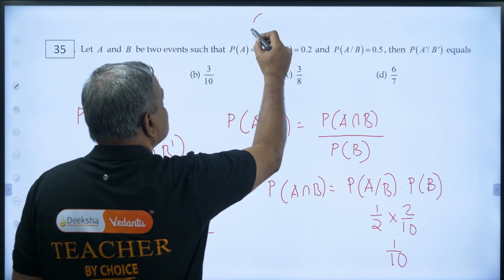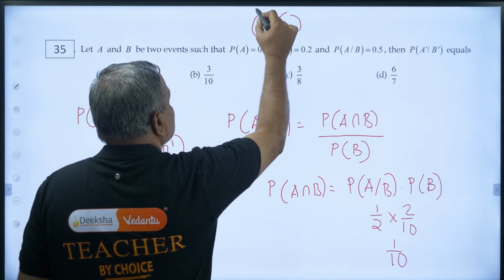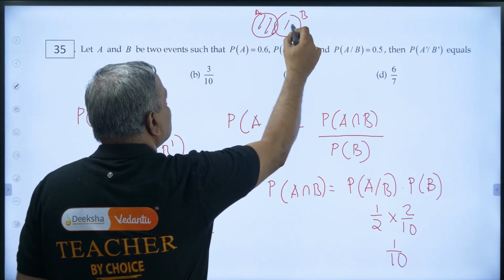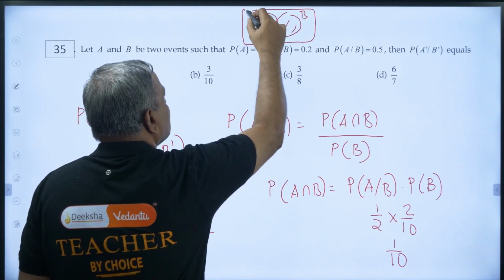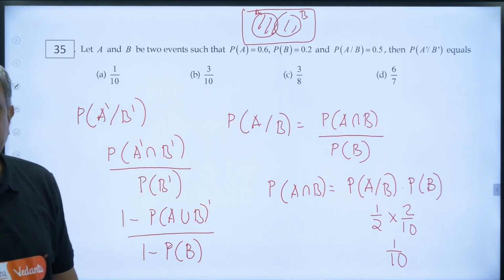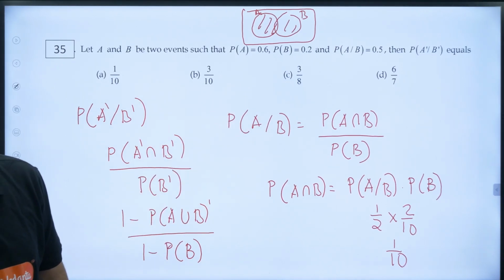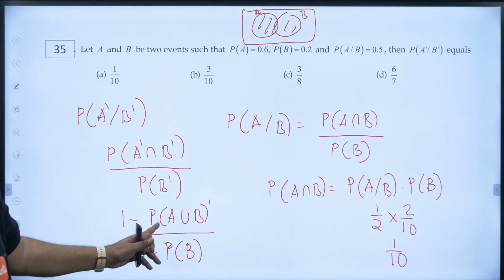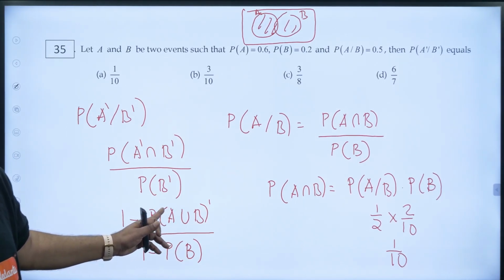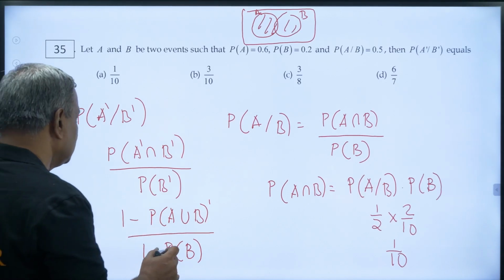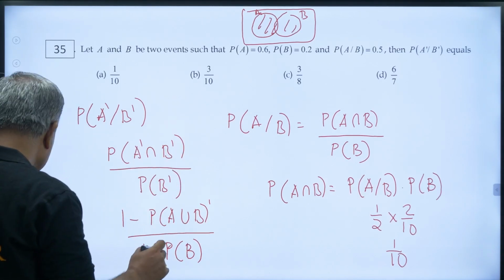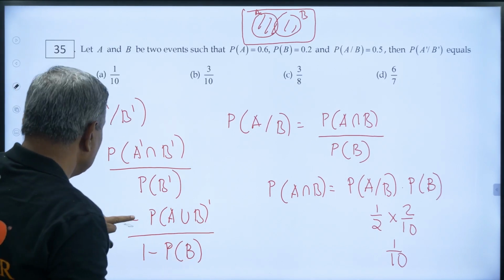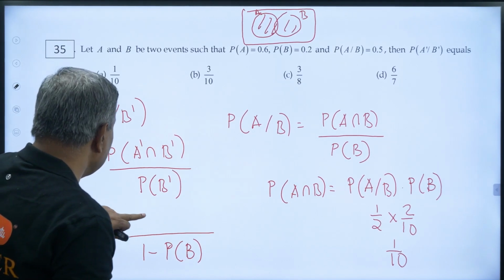Take two sets. This is A, this is B. This completely is A union B. The complement will be how much? 1 minus A union B. So the complement of A union B is 1 minus A union B. Sorry, I forgot one thing, I wrote it directly.